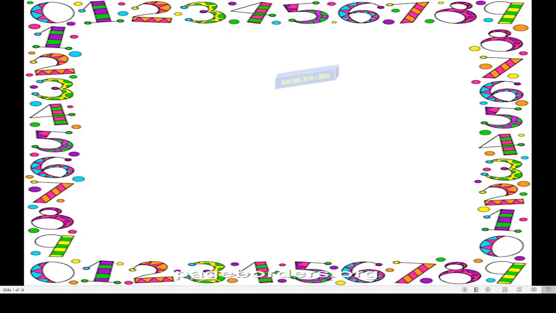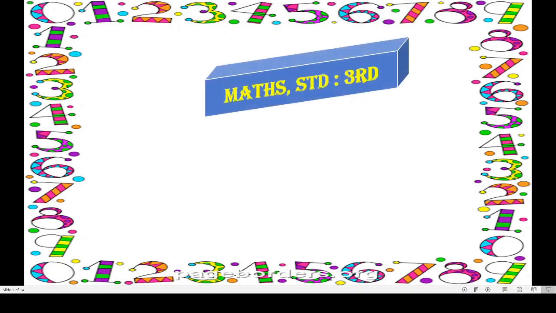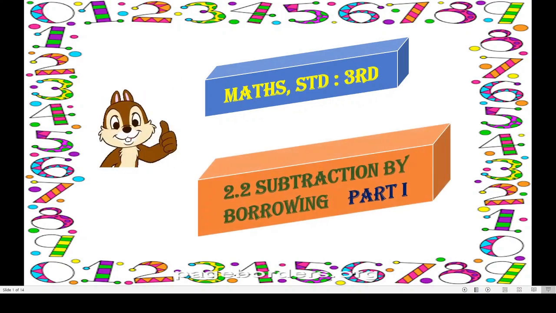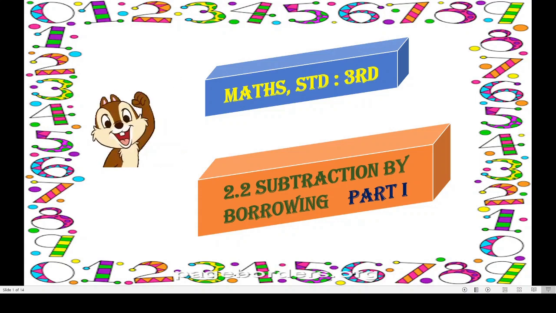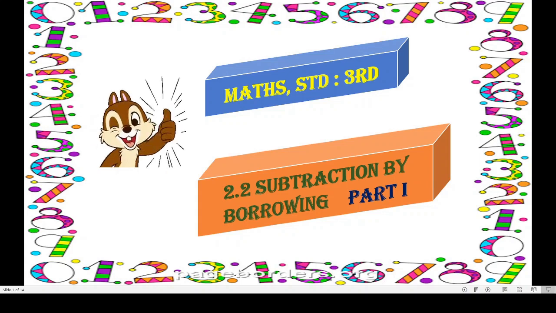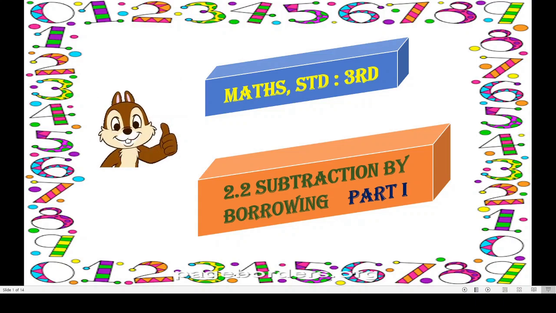Today's subject is maths of standard 3rd and the name of the topic is subtraction by borrowing. This is part 1. This subtraction by borrowing is divided into two parts, part 1 and part 2. You know the simple subtraction, making minus, right? Now today we will learn more about subtraction.